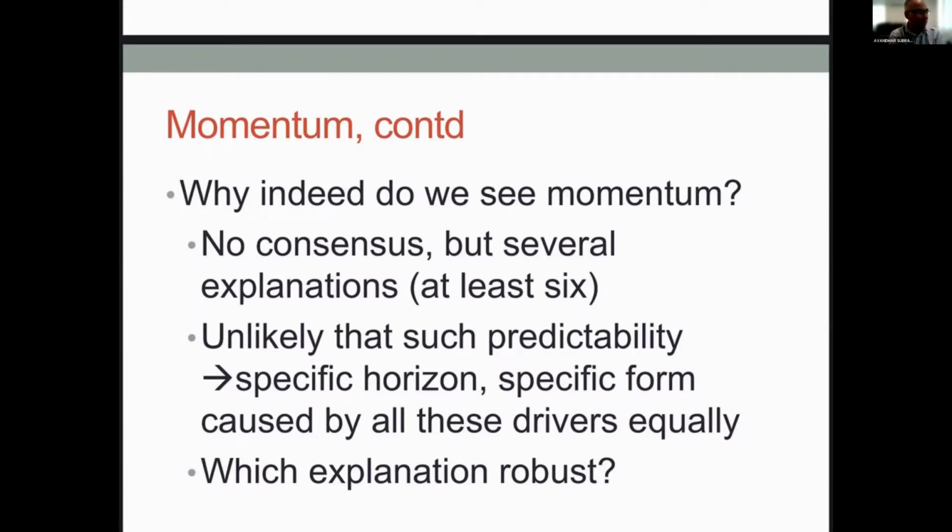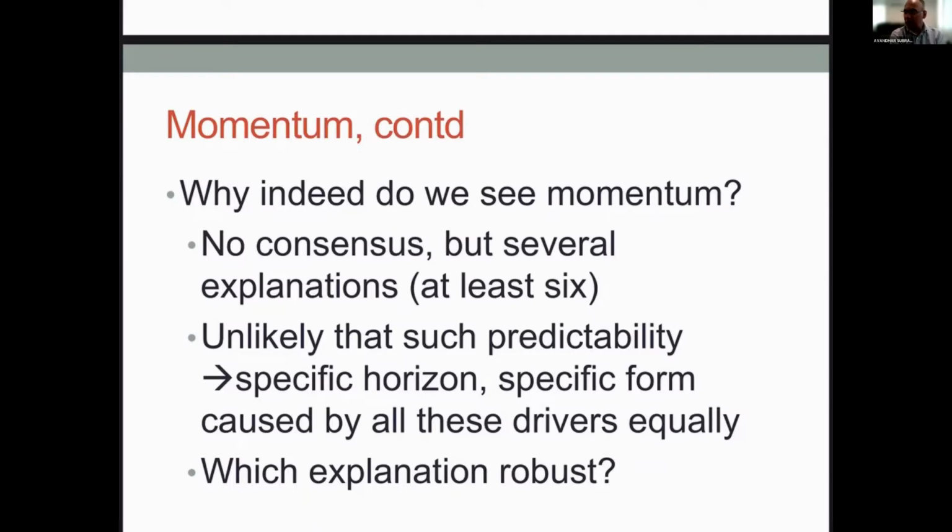The problem, however, is that there's a specific nature of the predictability over 6 to 12 months. It doesn't work over horizons of 2 years and 1 month. It works over horizons of between 6 to 12 months. And it's such a specific form of the anomaly, that history repeats itself, with winners continuing to outperform losers going forward. It's unlikely that this is caused by all these drivers equally. Really, 6 theories for the same thing seems unlikely.